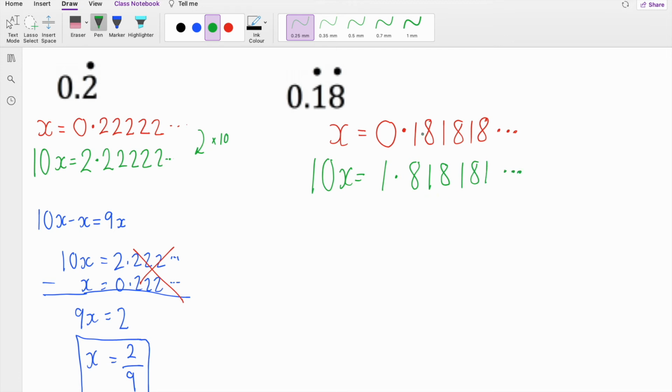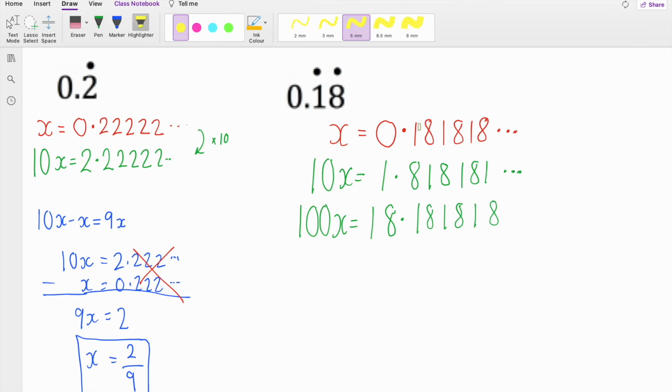Remember that my aim is to line these decimals up so that eventually I can subtract one from the other. But what you'll notice here is that these digits do not match up. So I'm going to multiply this by 10 again to get the value of 100x. Because when I multiply this by 10 again, all my numbers move to the left again. So I'm going to have 18.181818. And what you should hopefully realise is that the decimals line up for my value of x, 0.181818, and my value of 100x.